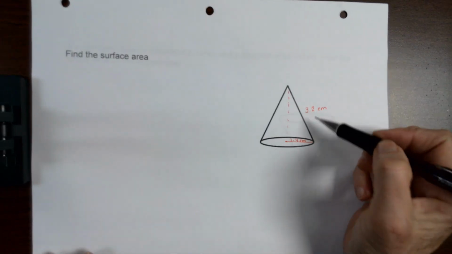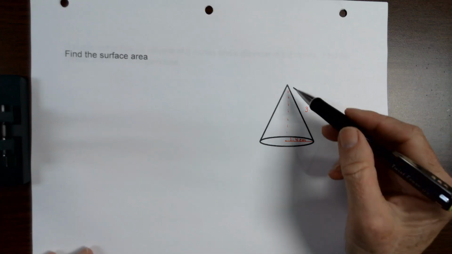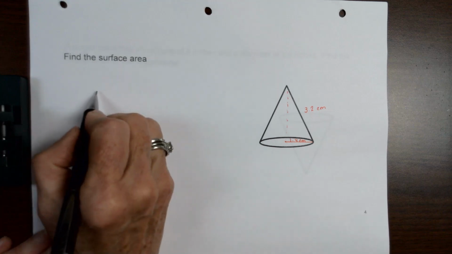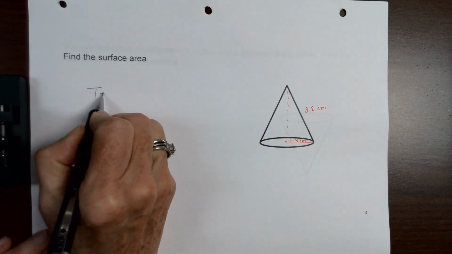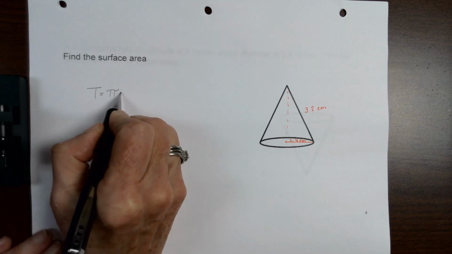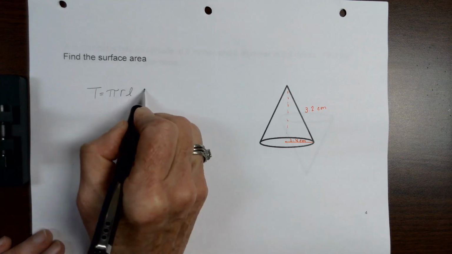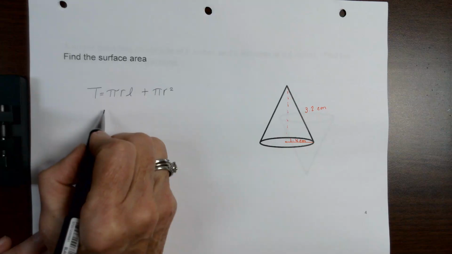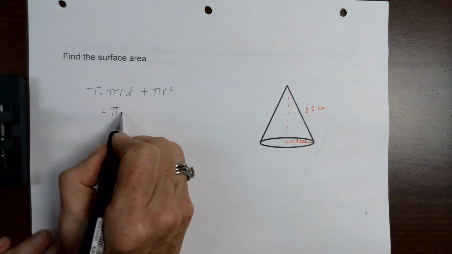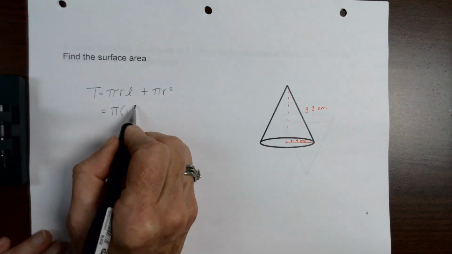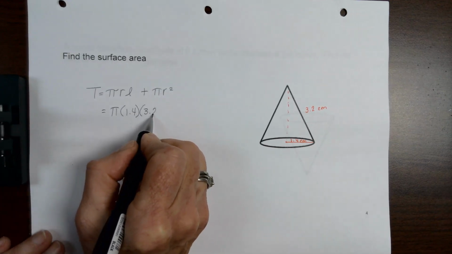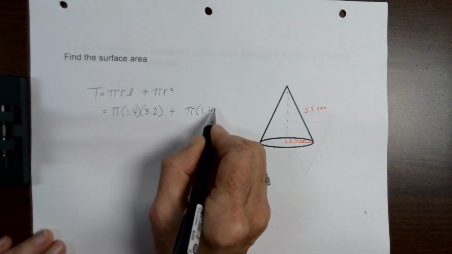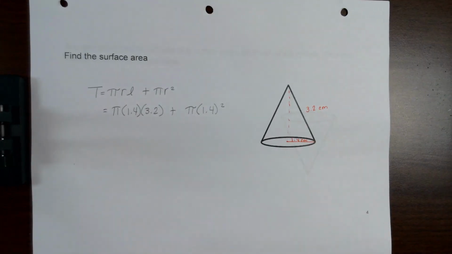Okay, this time I have the radius and I have the slant height. I don't know the perpendicular or the height of the cone, but I don't need it. So remember, your total surface area is going to be pi r L, plus the area of the base, which is pi r squared, because the base is a circle. So I'm filling in here. The radius is 1.4. The slant height is 3.2. And then I go back with the area of the base. So I have 1.4 squared. So if I put this all in my calculator.